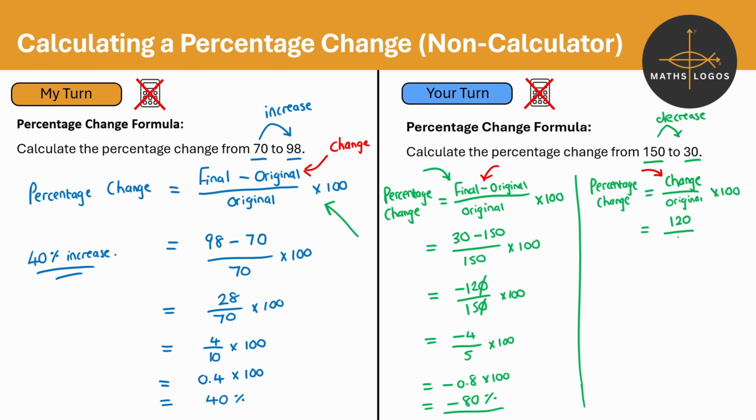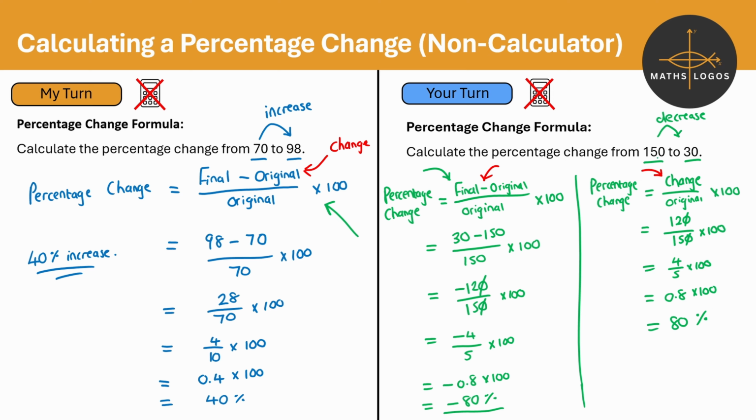The original was the 150, multiplied by 100. Go ahead, like I did before, and simplify this fraction. 12/15 goes to 4/5. 4/5 is 0.8. Multiply by 100, and that comes out at 80%.